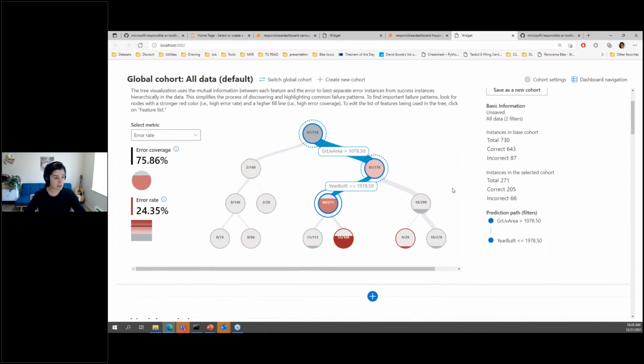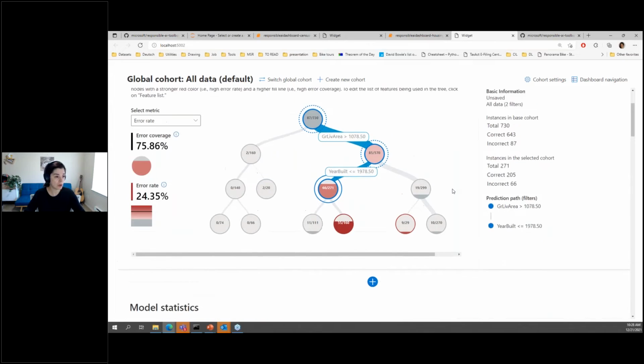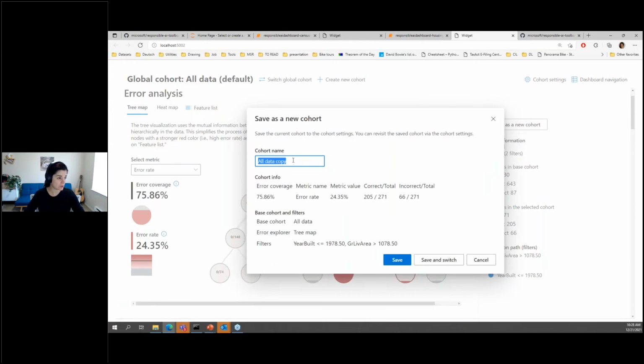And since this is something that has twice the error rate, I'm going to save this as a new cohort. So all older houses that are larger than 1,000 square feet, as an approximation.